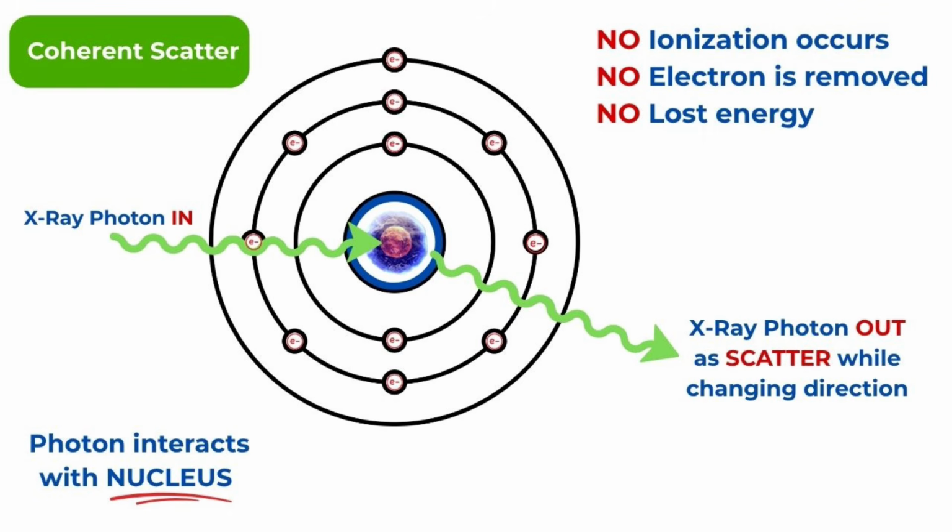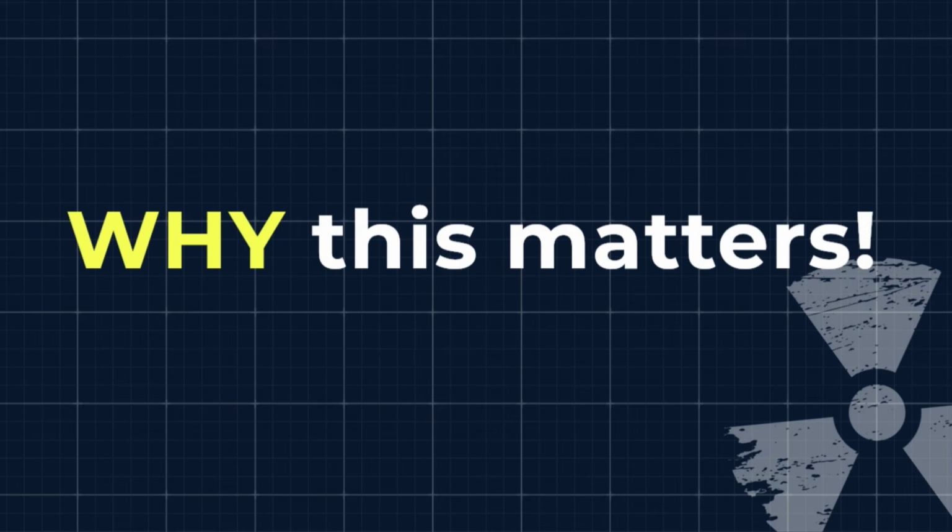So the photon does not lose energy, it just changes direction. That is why coherent scatter is also called elastic scatter, because the energy is not changed. And it is also why it can still affect the image, because even though no energy is absorbed by the patient, a photon has still been redirected. Now let's talk about why this matters clinically.